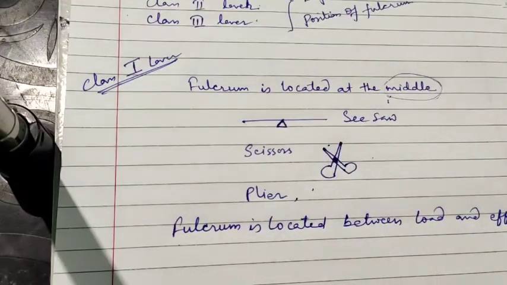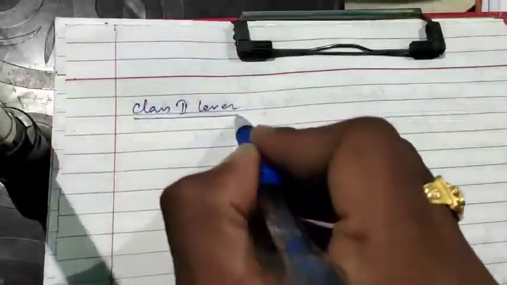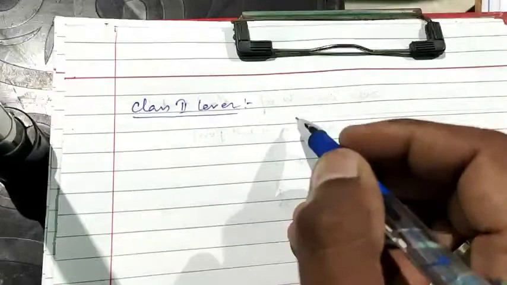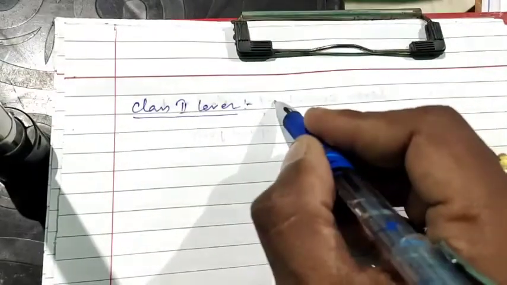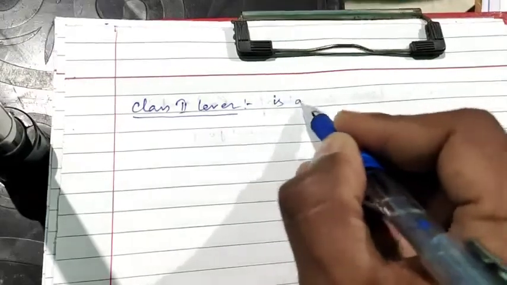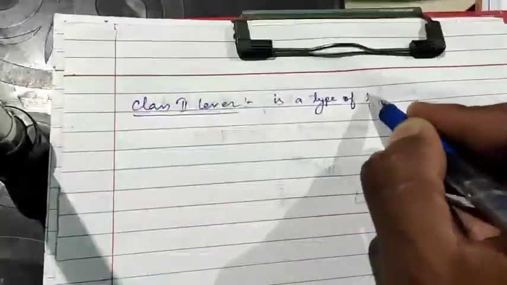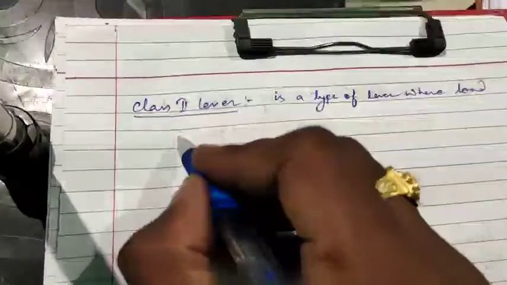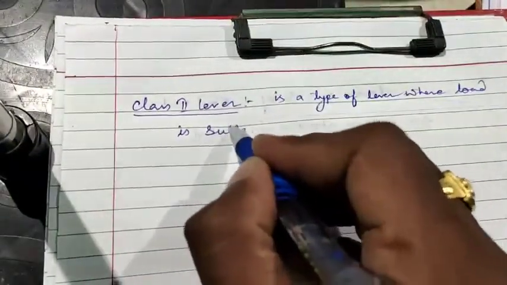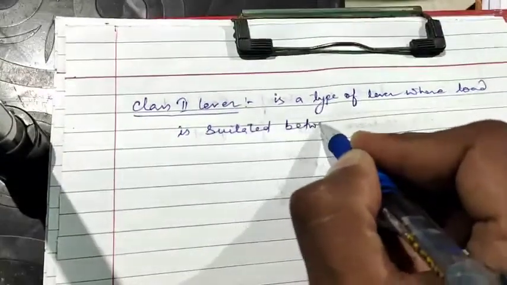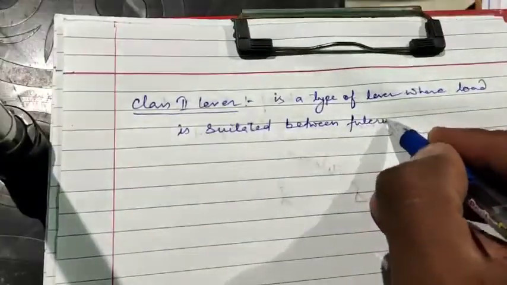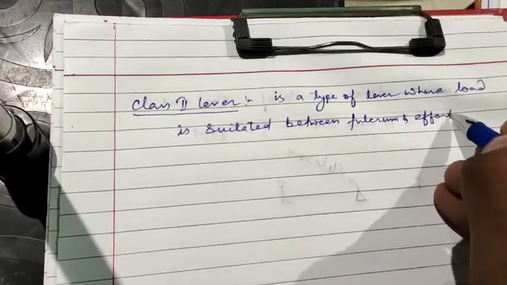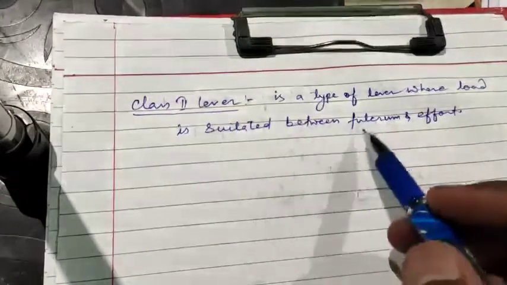Now let us move to class 2 lever. Next we will see class 2 lever. Here also, according to the position of the fulcrum, we will define class 2 lever. Class 2 lever is a type of lever where the load is situated between the fulcrum and effort. In class 2 lever, the load is in between the fulcrum and effort.